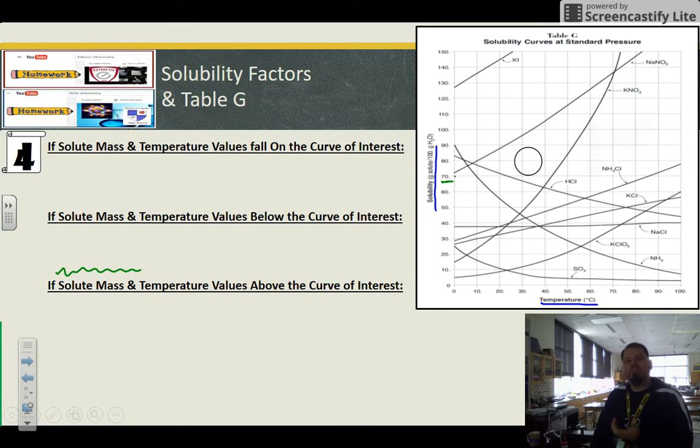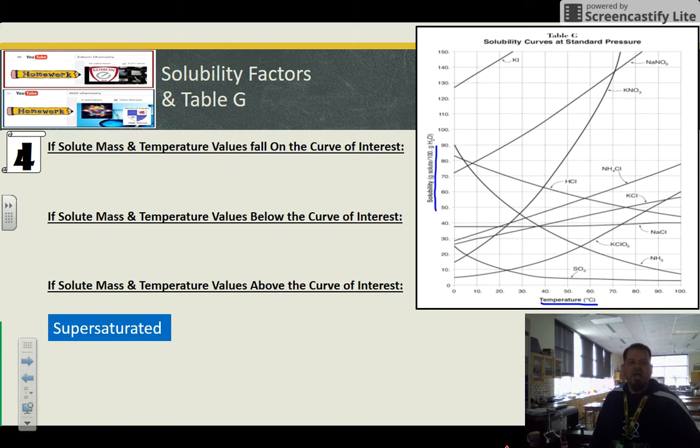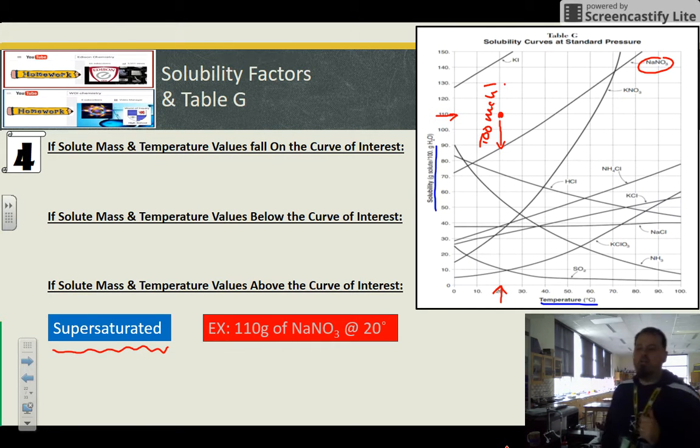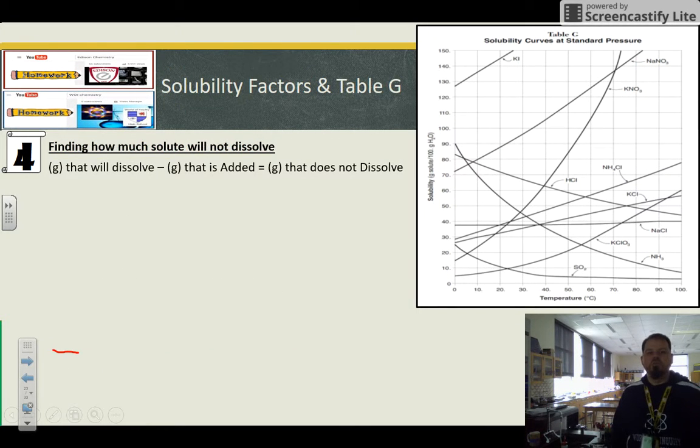Now above the curve. If I find out that I am above the curve, I am what's called supersaturated. I have more in there than I should be able to put in. So an example here: 110 grams of NaNO3 at 20 degrees. So notice he's picking the 20 degrees, he's picking the 110 grams. Let's plot that according to where NaNO3 is. I am way above it. So I have more in there than I should. That would be supersaturated. That is where we can end the notes.